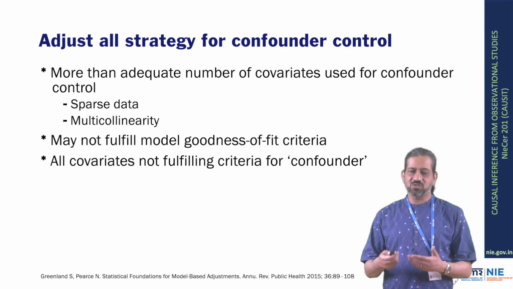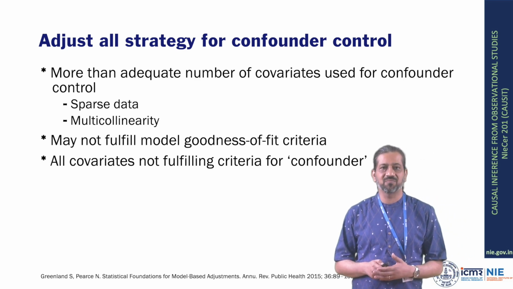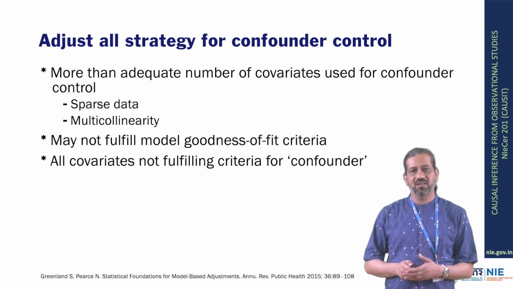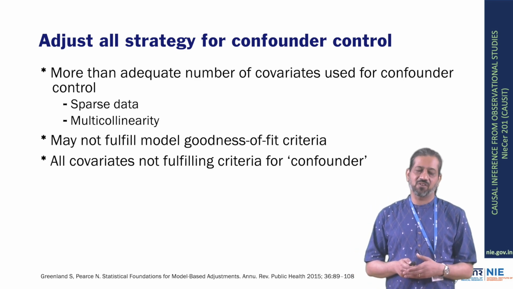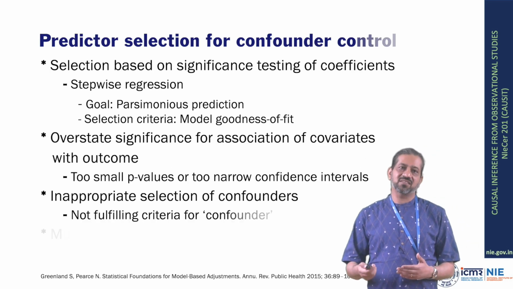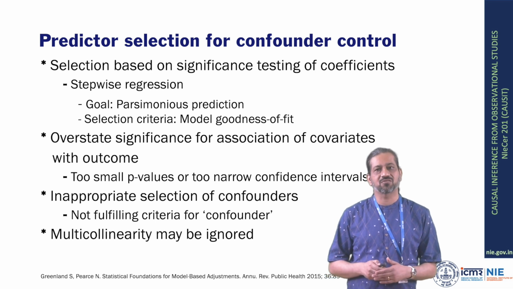Finally, and most importantly, even though a large number of covariates may have been selected, all of them may not essentially fulfill the criteria for confounder that we have discussed in the previous session. The next strategy is called the predictor selection strategy for confounder control.